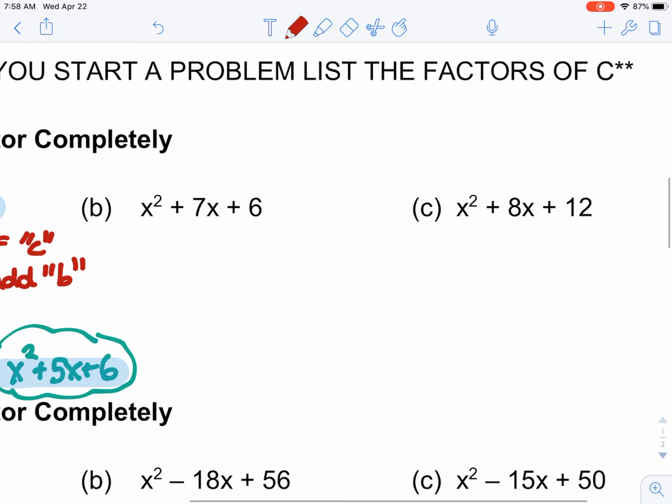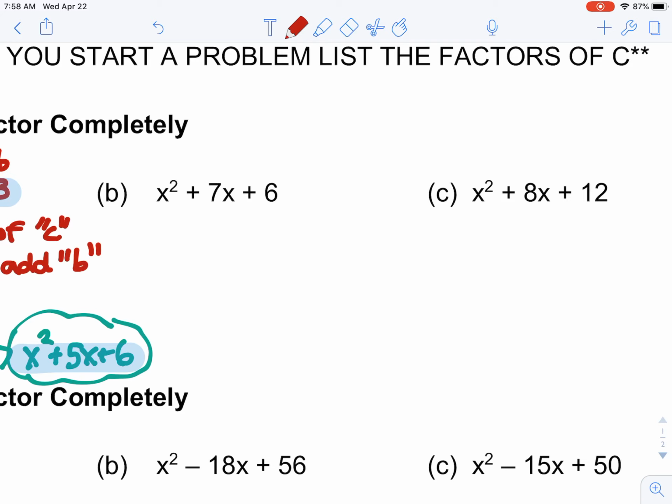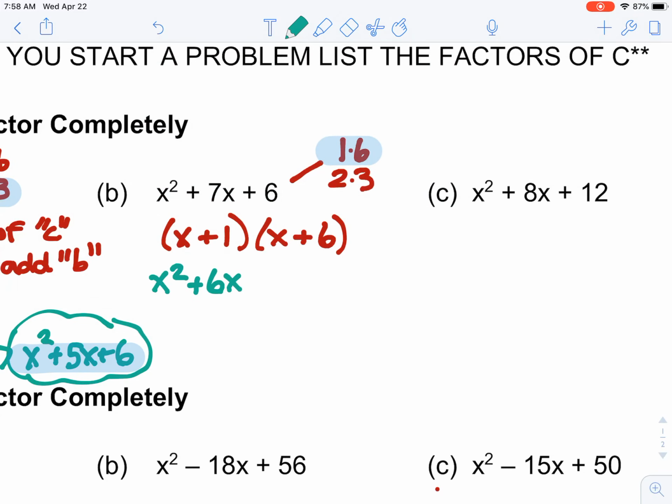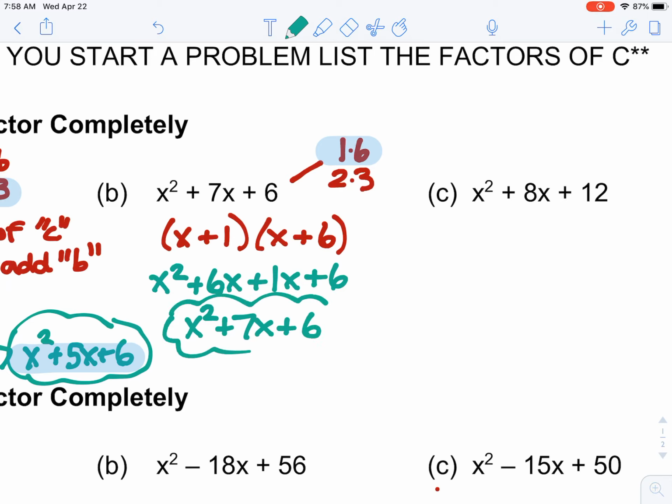All right, so we're going to continue to follow those same steps. Example B. So I start, what are the factors of 6? 1 and 6 and 2 and 3. Which factors add to equal 7? 1 and 6. So I have x plus 1 times x plus 6. I can check my work. X squared plus 6x plus 1x plus 6. Combine like terms. And this is the same as my start, so I know that I have correctly found the factors.